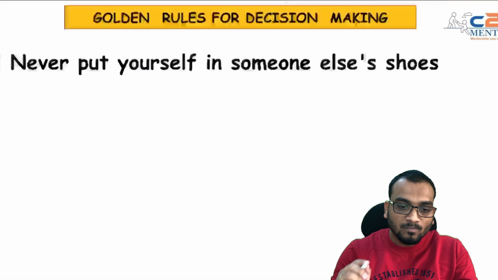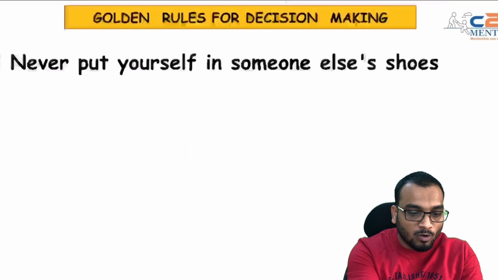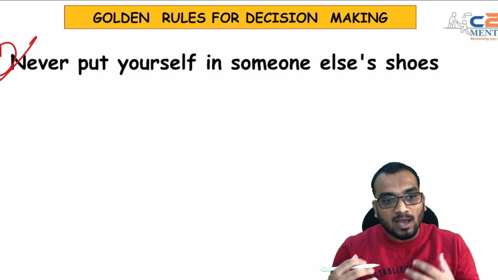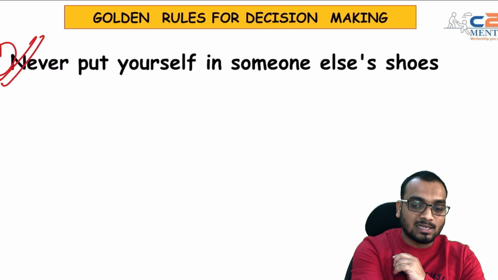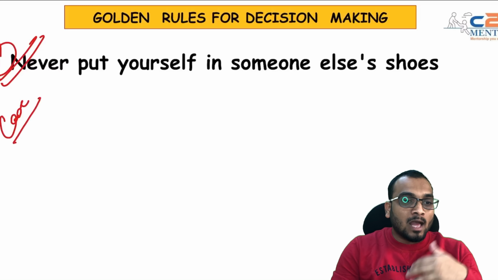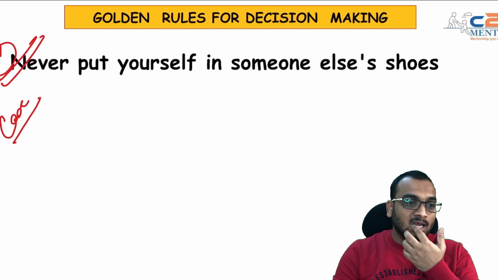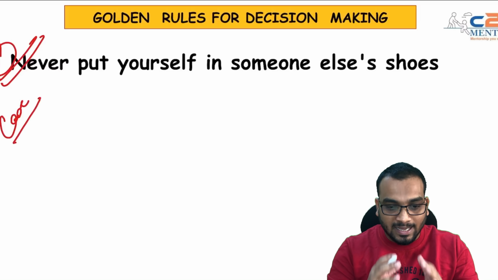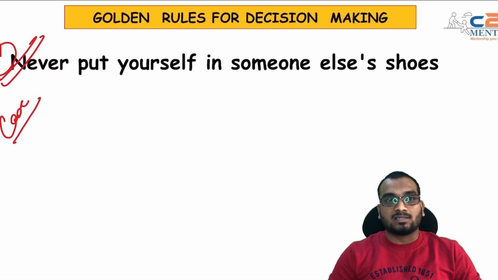Rule number 1, never put yourself in someone else's shoes. Now this is the most important rule of all. Why? Because I have been observing that whenever we are given a case, so what is decision making? Decision making is nothing but just a case. It's a case study. It's kind of a scenario, kind of an incident that has been given to you, and you've been asked a couple of questions on the basis of that case, and you have to mark the correct answers. And trust me, when you take this entire thing as a case study, only then is it going to be really possible for you to get the correct answers.